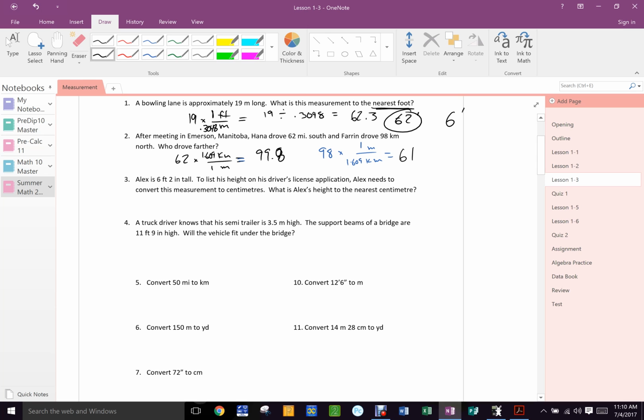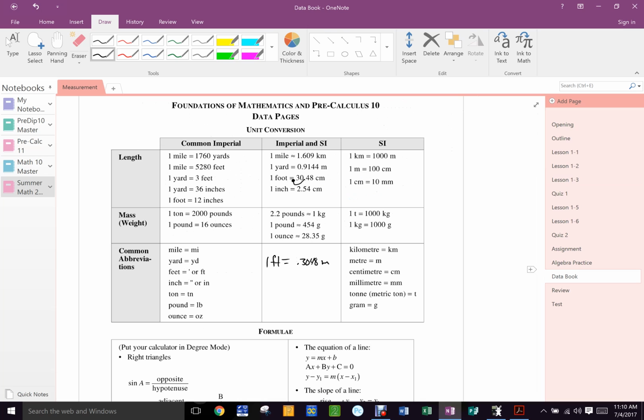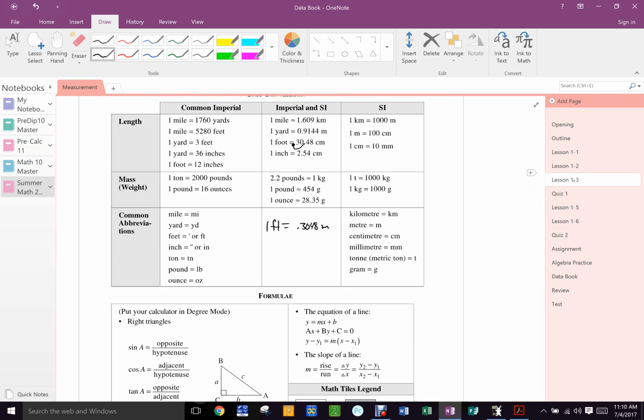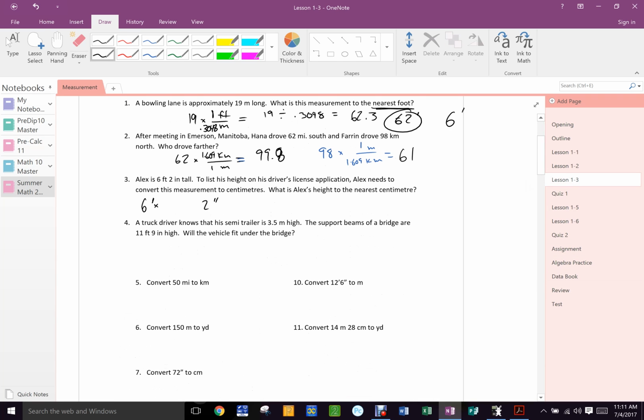Which is 6 feet, 2 inches. They're separate. So what do I got to do? Can I convert them both at the same time? No, not really. I can if I make it a decimal. So this one, if I went to my sheet, feet to centimeters is right there. 1 foot is 30.48 centimeters. So I can go 6, and I want centimeters, 30.48.